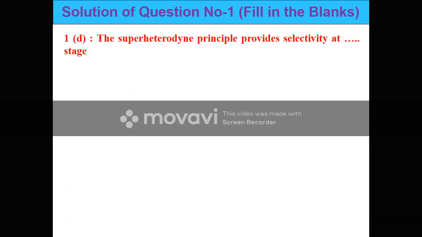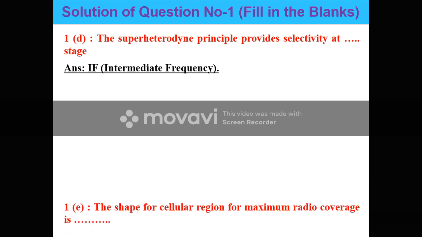Next question is, the super heterodyne principle provides selectivity at dash stage. Generally we have decided the selectivity term in the intermediate stage in the super heterodyne receiver. So the answer will be intermediate stage. Okay, that is, simply it is called the intermediate frequency, that is IF frequency stage.